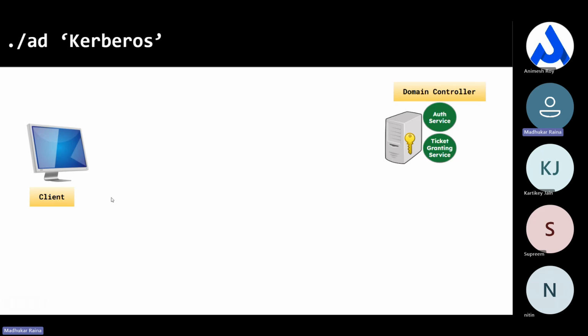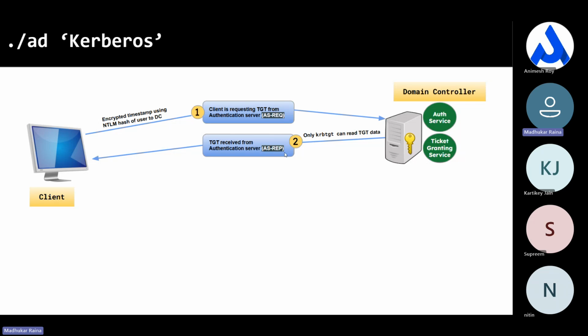Let's say we have a client and there is a domain controller. The client sends an authentication request to the domain controller. This request is encrypted using the current timestamp of the system and the NTLM hash of the user. The request is sent to the domain controller. This is also known as AS-REQ. And in response, the server sends the AS-REP, which is the authentication service response. In the response, the controller sends the TGT to the client.